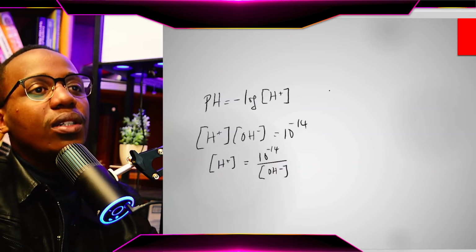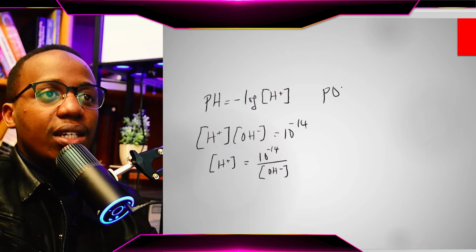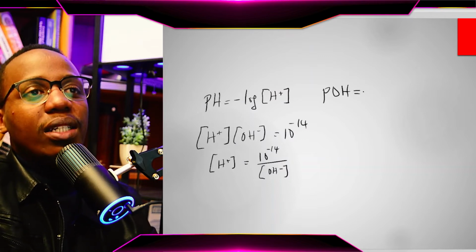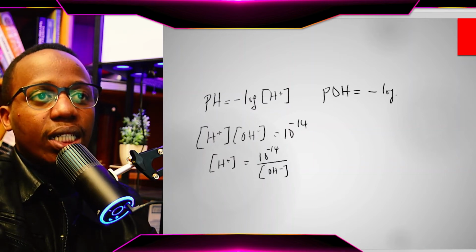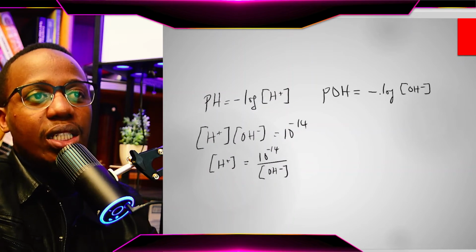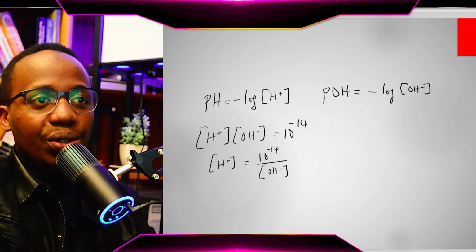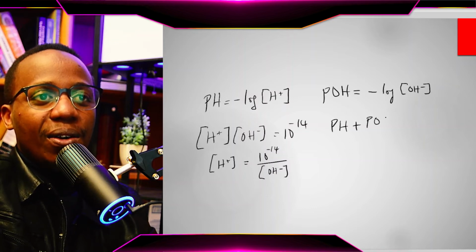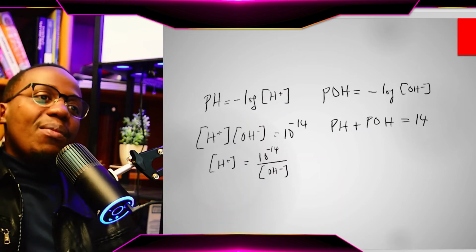Another important formula is something that we call pOH. pOH is kind of like pH, but in terms of OH. So it's equal to the negative log of OH minus. pOH is really important because you can use it to find pH. How do you use it? pH plus pOH are equal to 14. So now it's all coming together.